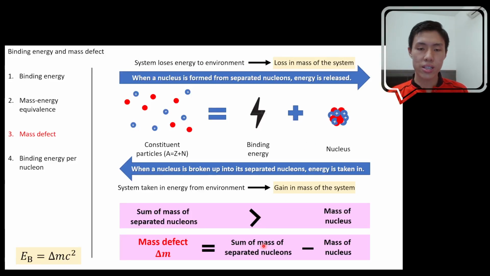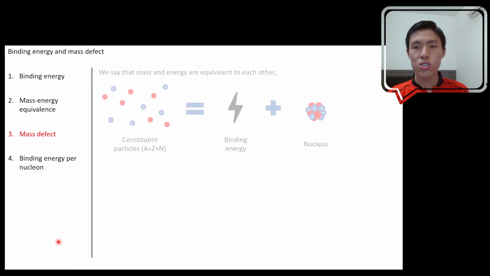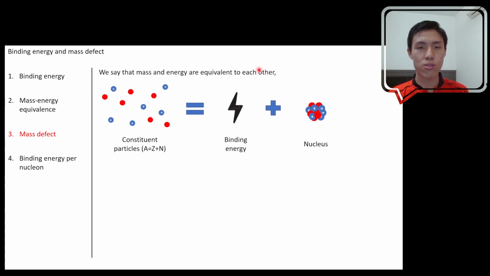Now that we know that the difference in mass of the separated nucleons and the nucleus is known as the mass defect, and we know the mass defect is related to the binding energy through this mass energy equivalence here, we can go further to unpack this equation actually. So we say that mass and energy are equivalent to each other.